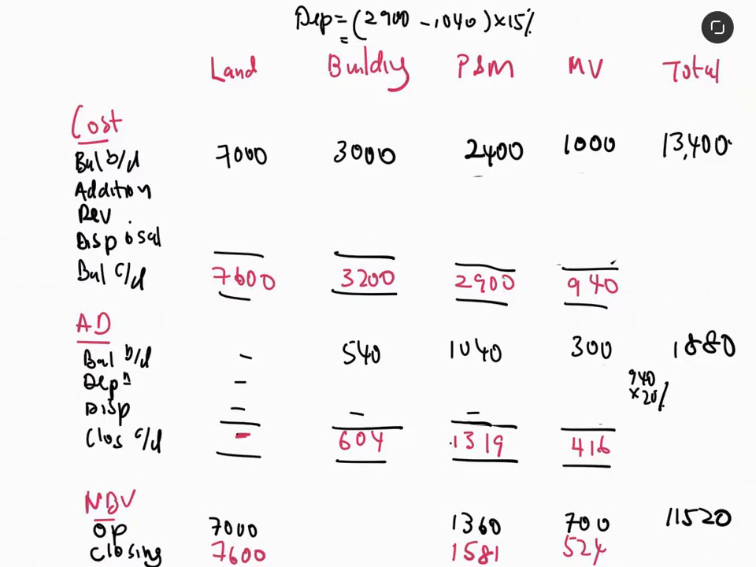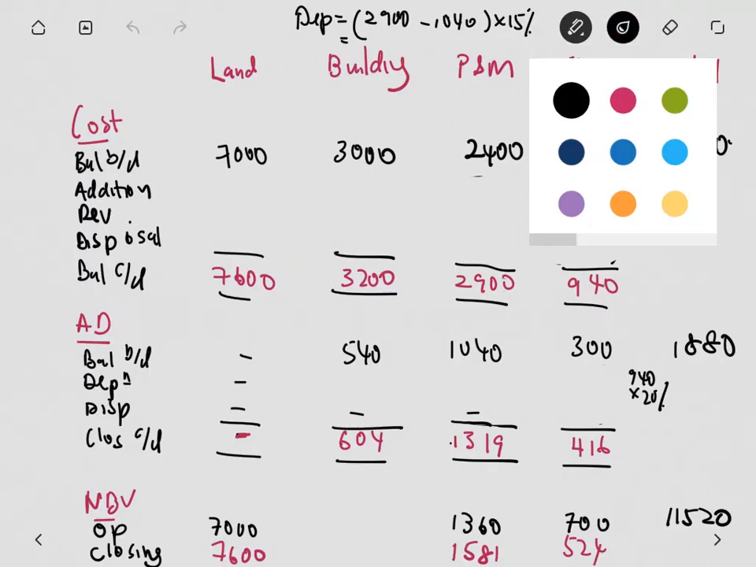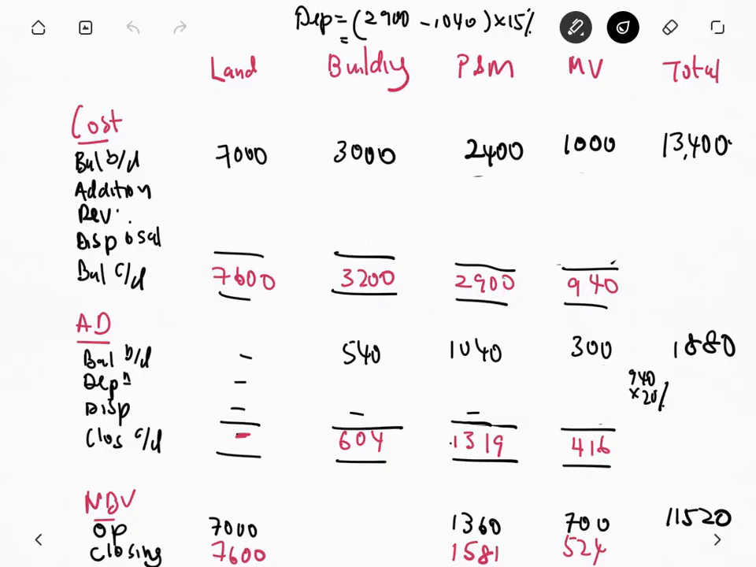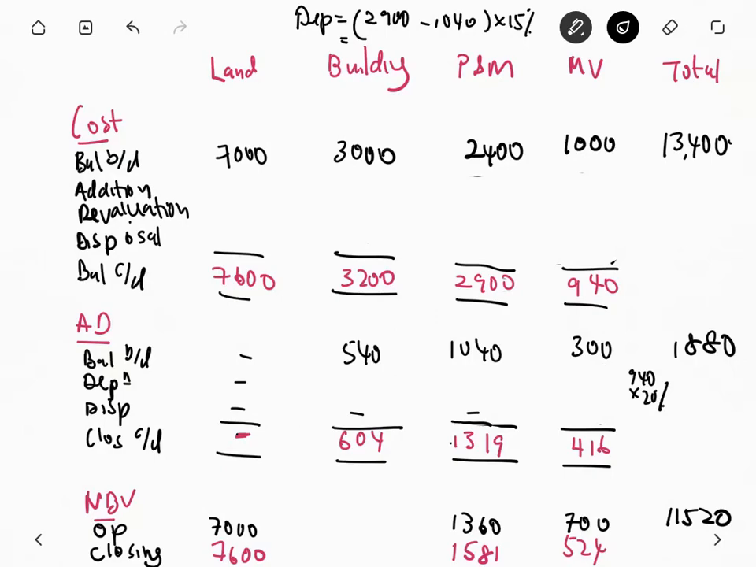So for cost: opening cost, addition, revaluation, disposal, balance carried down. This is my cost account. This is my accumulated account. This is my net book value. Check which one is given.